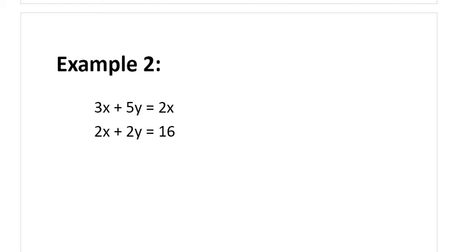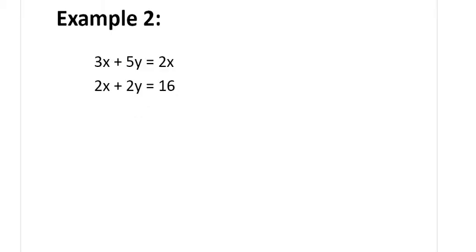Let's take a look at example 2. Write this in your notebook. We have 3x plus 5y is equal to 2x, and we have 2x plus 2y is equal to 16. So I'm looking here and I'm thinking, is this a typo? And I'm thinking, which is the best method to solve here? And in this case, I want to start by combining the like terms of this first equation. So I'm going to pull this up here and do this with me.